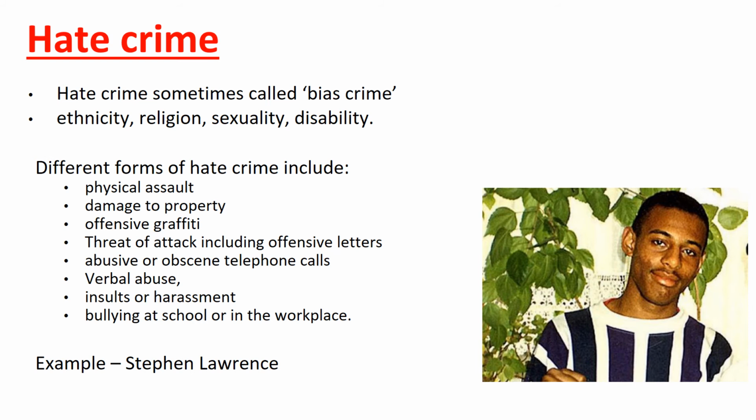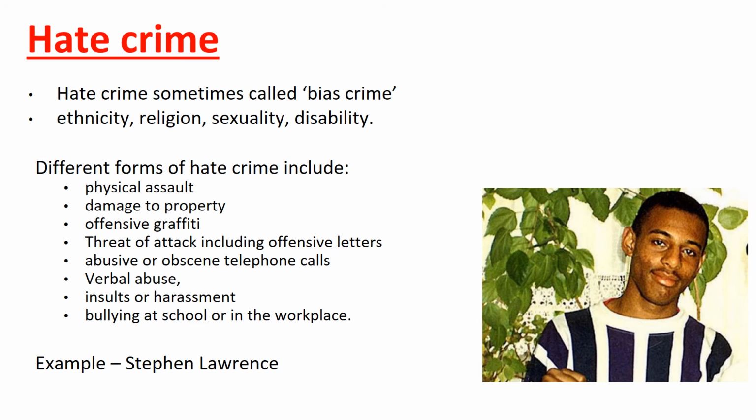Hate crime, sometimes called bias crime, is very difficult to define, and this is usually because it involves a group of crimes together. Now, the person being targeted is a victim specifically because of one of their characteristics, which could be ethnicity, religion, sexuality, or even disability.